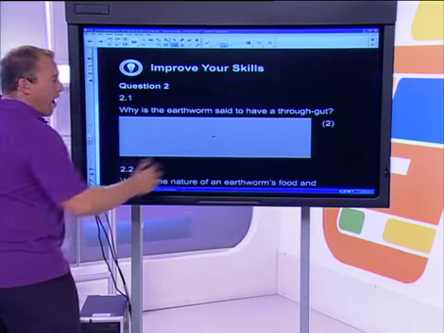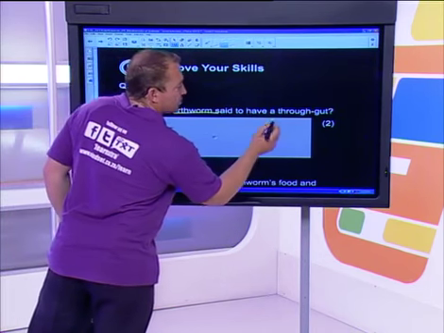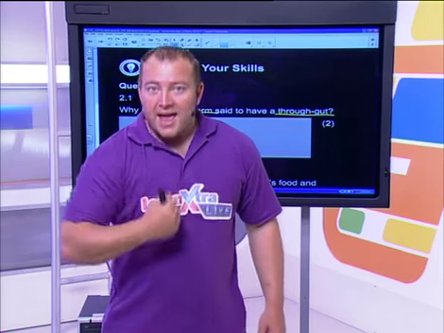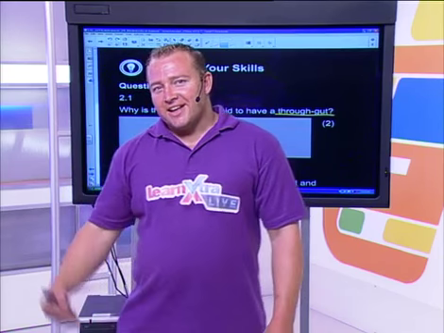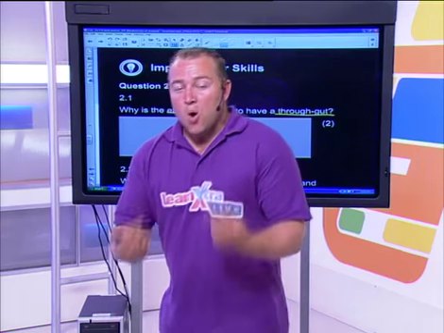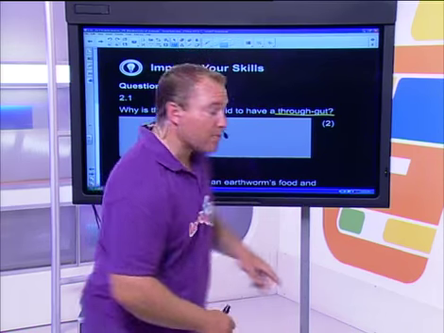Okay, so it says, why is the earthworm said to have a through gut? A through gut. It means I have an opening here, and as Looney says, it's got an opening at the lower region. They've got an opening at the upper region, and they've got an opening at the lower region, which means it goes in this part all the way down and comes out the other part, right?